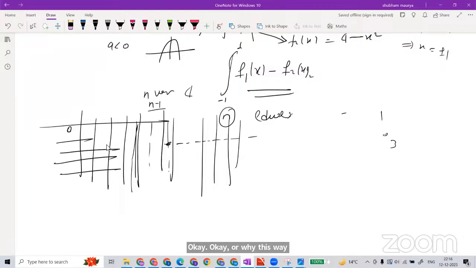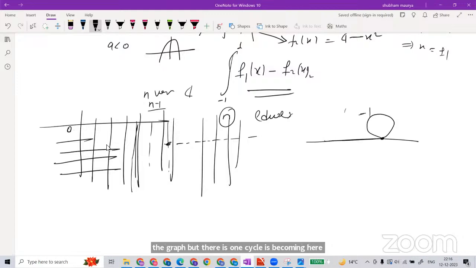The best thing is, suppose this is a graph, and there is one cycle becoming here with a negative weight, let's say minus 1. If you go directly, whatever the weight is there, it will be the same. But if you go by this way, then surely a weight of -1 will be decreased. Again if you do it, -1, it will decrease. Again do it, -1, it will decrease.